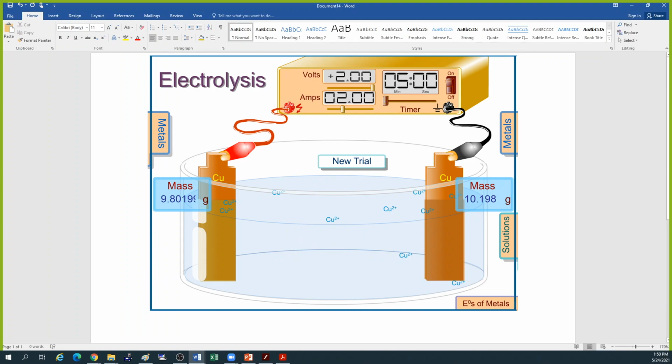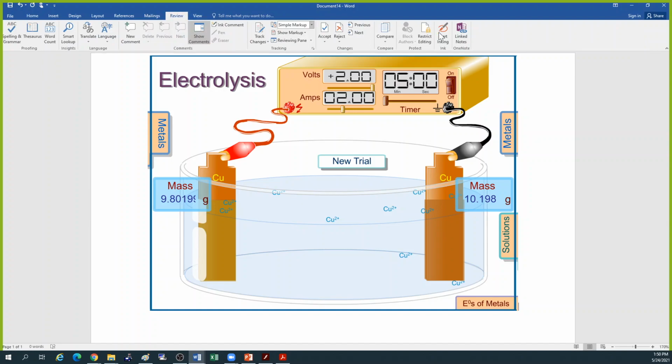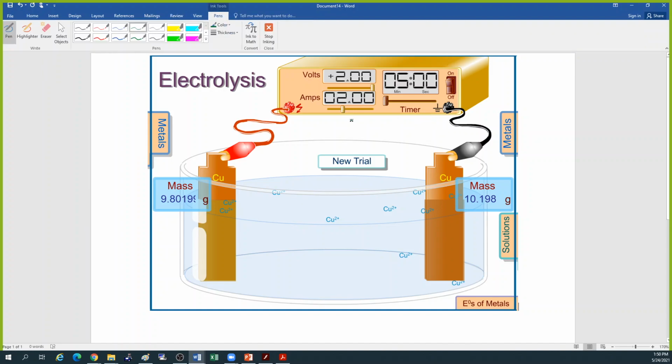So let's do some labeling here and make sure we understand what just happened. This is the positive terminal, and this is the negative terminal. We saw that the reaction happening here was copper becoming copper ions and 2 electrons. So this is oxidation, and this must be the anode. And again, we said for electrolytic cells, the anode is the positive terminal. It pulls the electrons out.